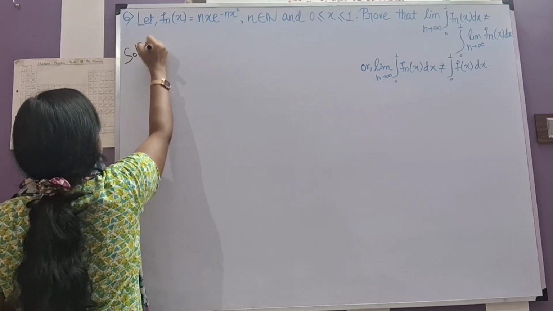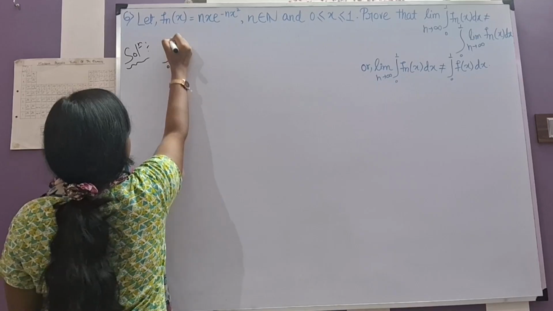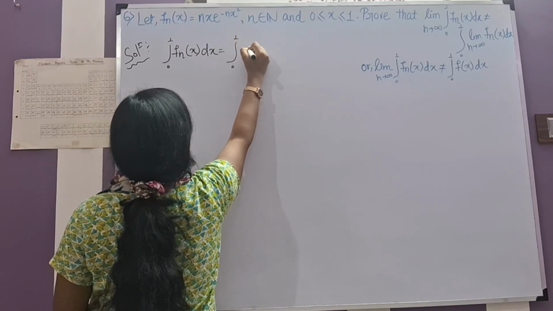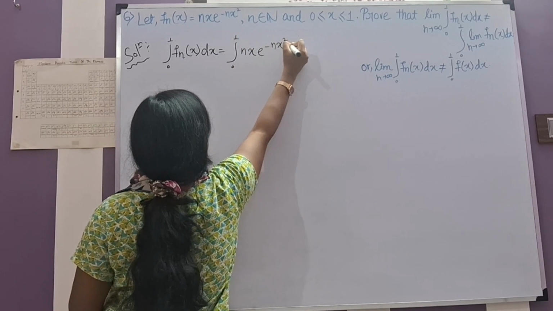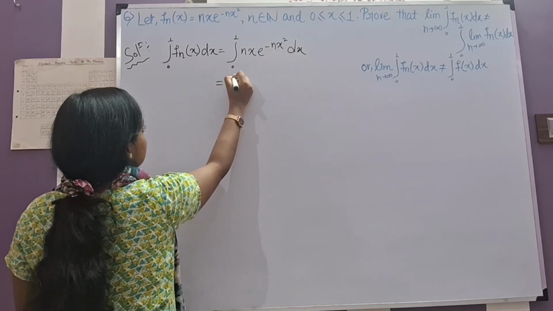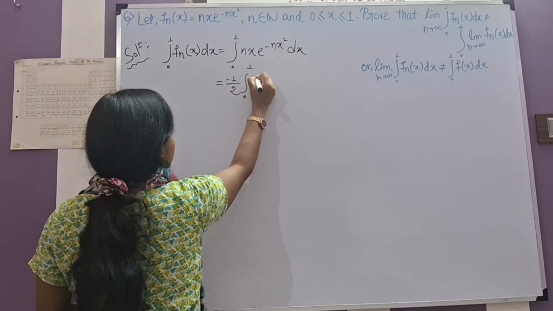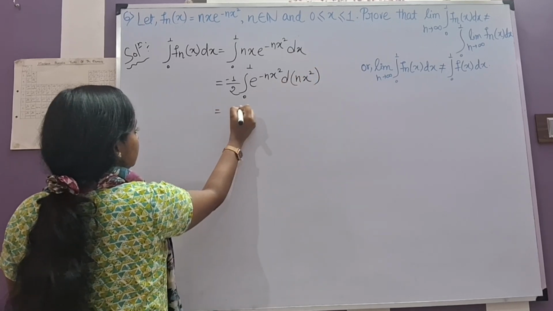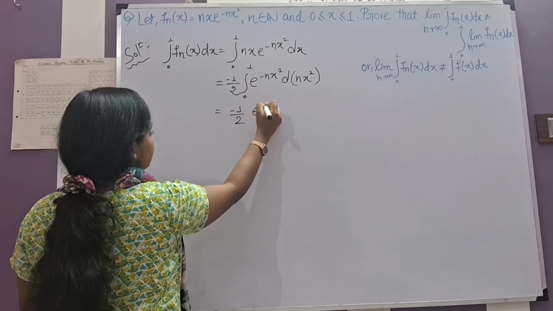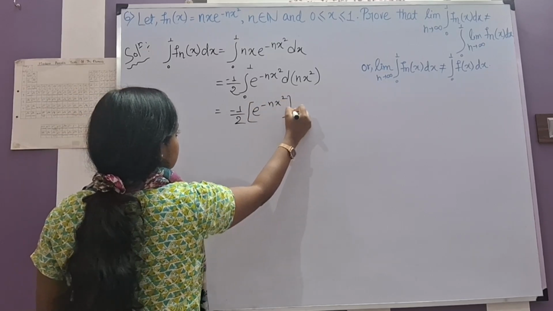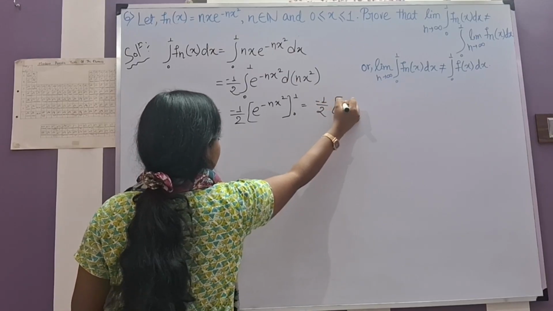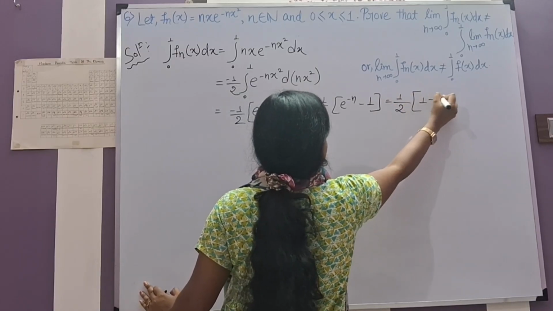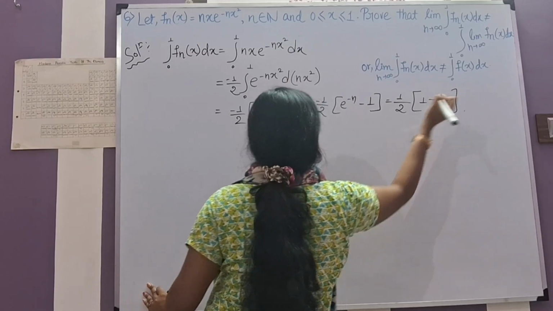Now we are going to solve this numerical. So at first we are going to find integration 0 to 1 fn(x) dx, equal to integration 0 to 1 nx into e to the power minus nx square dx, equal to minus half into integration 0 to 1 e to the power minus nx square d of (minus nx square), equal to minus half into e to the power minus nx square from 0 to 1, equal to minus half into (e to the power minus n minus 1), equal to half into (1 minus 1 by e to the power n).